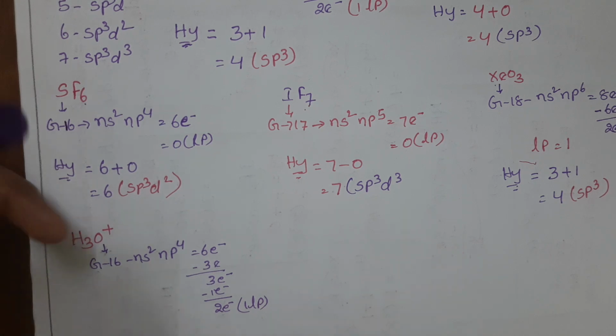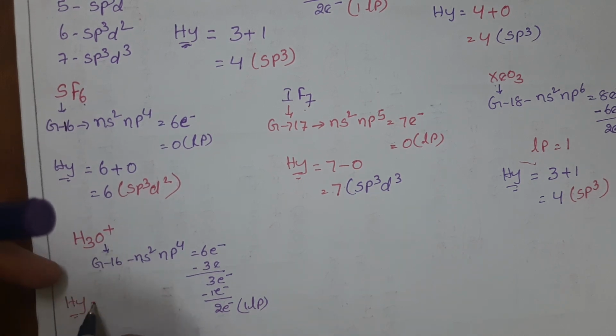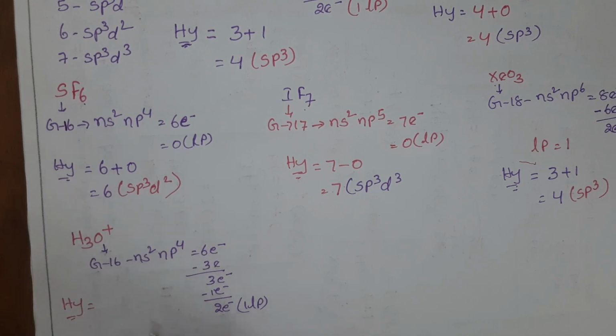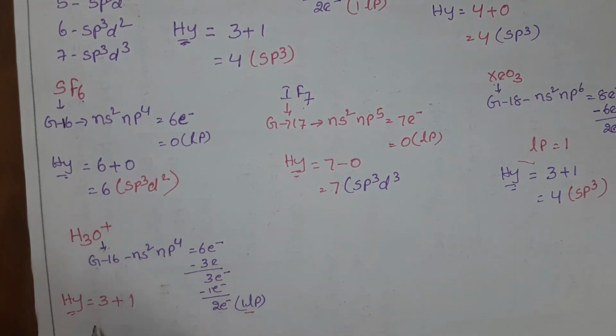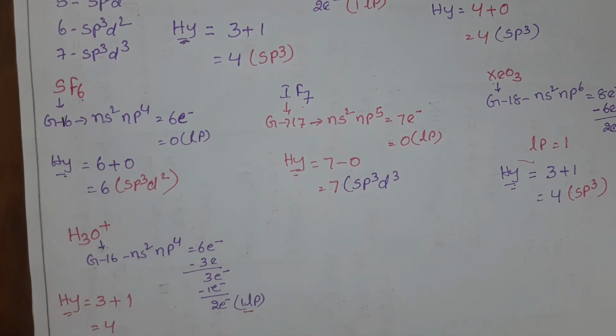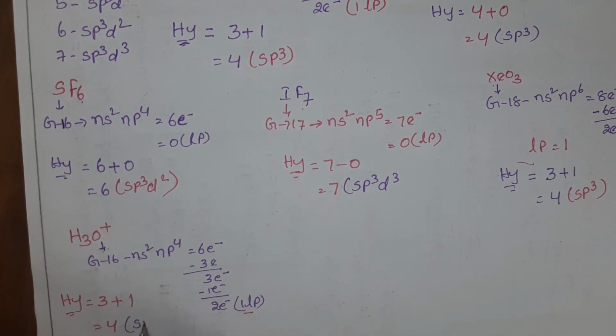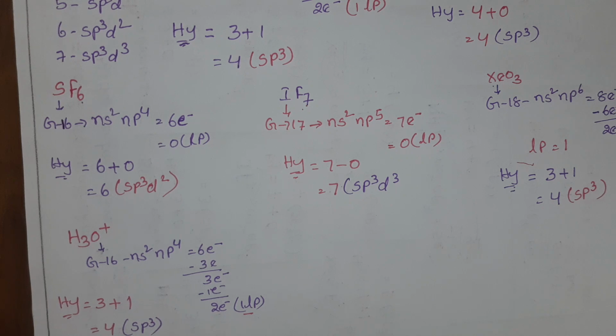So hybridization equals the number of atoms attached, 3, plus the number of lone pairs, 1, equals 4. What is the hybridization here? sp3.